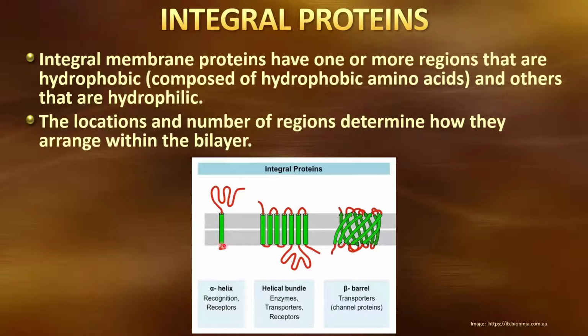The location of the protein and the number of different regions they have will determine how they arrange themselves in this bilayer. We can see a variety of different arrangements here. You don't need to know the details of these arrangements, but they do have a variety of different arrangements that correlate with their function.